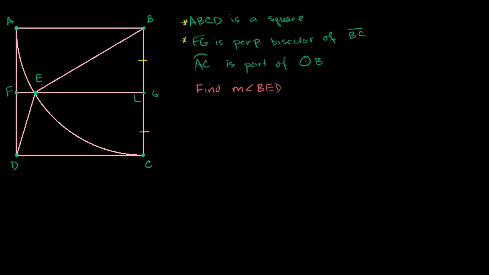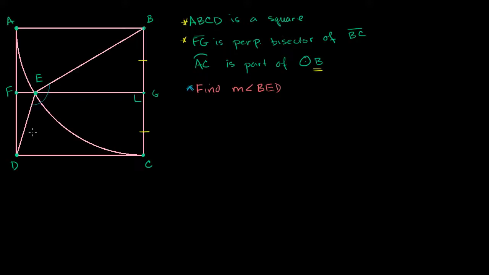Then they tell us that arc AC, that's a curve on top, arc AC is part of circle B. So this is a circle centered at B. So if this is the center of the circle, this is part of that circle. It's really kind of the bottom left quarter of that circle. And then given that information, they want us to find the measure of angle BED. So what is BED? We need to figure out the measure of this angle right over here.